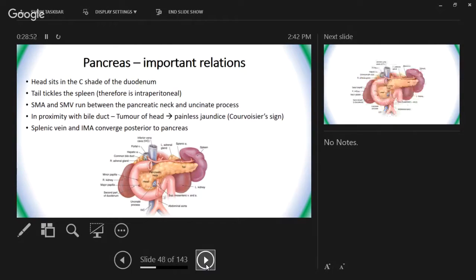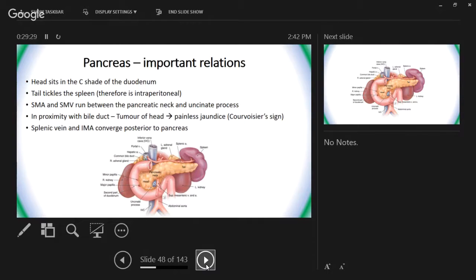So let's go to the pancreas now. We'll start with some of the important relations. The pancreas is in the middle of a lot of different things. If you know this, it helps you put together that region of the abdomen, I think. First thing is the C shape made by the duodenum. The tail touches the spleen, and the spleen is intraperitoneal, so that makes the tail of the pancreas also intraperitoneal.